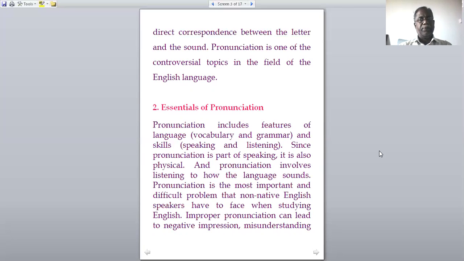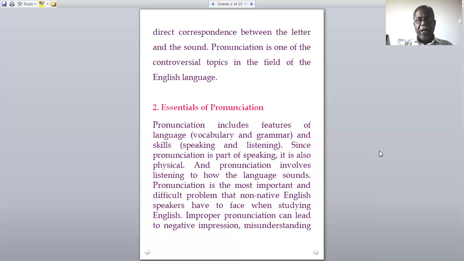Essentials of pronunciation. Pronunciation includes features of language. If at all there is a language, there are two things. One is vocabulary and the other is grammar. Vocabulary is words and their meaning, and grammar is how we should write, how we should speak. We should follow grammar, some restrictions, even in Tamil also there are some restrictions. So pronunciation includes features of language, vocabulary and grammar, and skills.